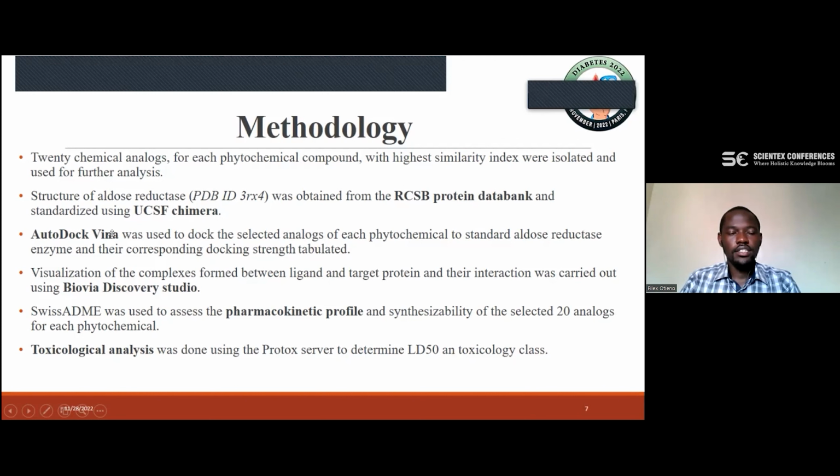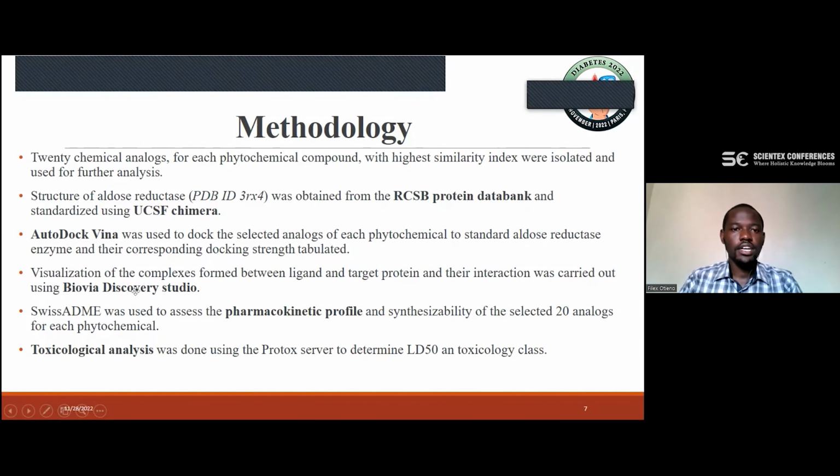AutoDock Vina is also another software. You embed it within Chimera such that when you are running AutoDock Vina, you run it simultaneously with Chimera to check the docking scores for the compounds. Visualization of the interaction between the ligand, that is the analogs, and the protein, in this case aldose reductase, was done using BIOVIA Discovery Studio, which is also another program.